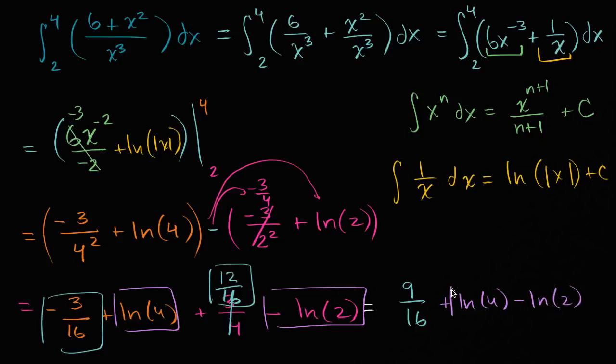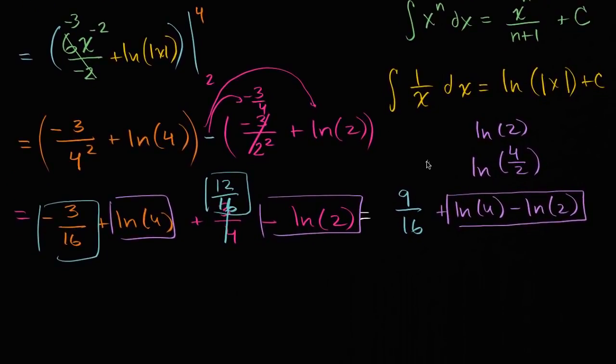And you might remember from your logarithm properties that this is the same thing as the natural log of 4 divided by 2. This comes straight out of your logarithm properties. And so this is going to be the natural log of 2. So we deserve a little bit of a drum roll now. This is all going to be equal to 9 over 16 plus the natural log of 2. And we are done.